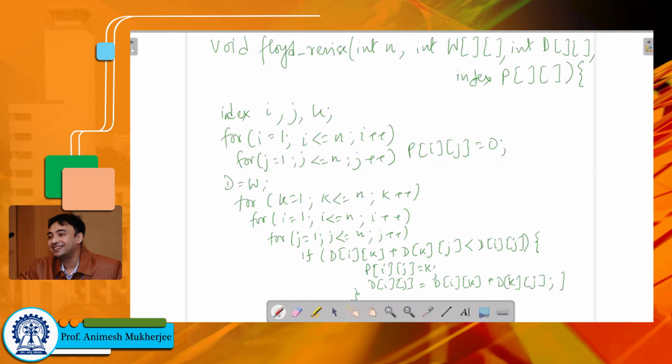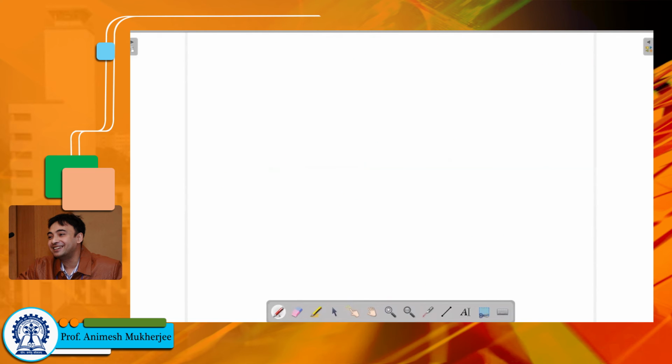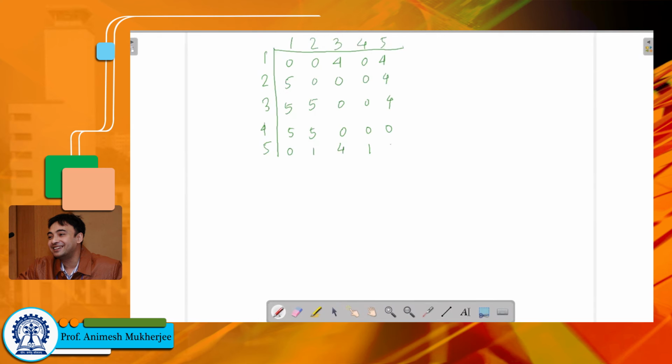Now, if we consider our running example, the path matrix that we will land up with is as follows. So if you recall, there were 5 vertices. So this is our P matrix. Now, once we have constructed this P matrix, we can easily use it to compute the shortest path, to print the shortest path.